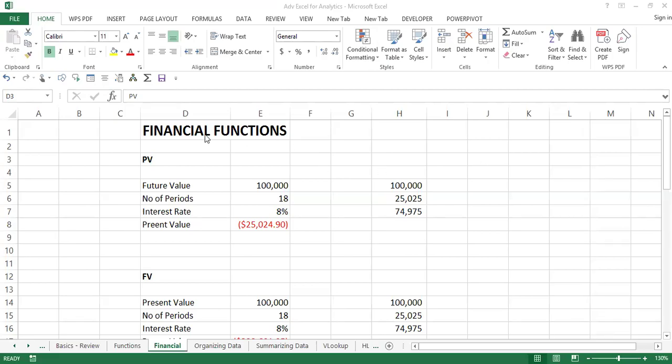So we're looking at financial functions. To begin with, let's look at the present value function, which is the PV function.